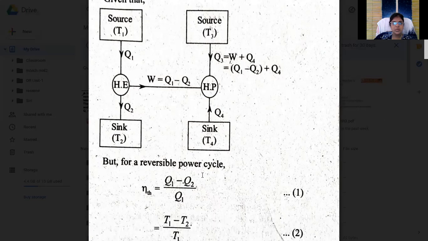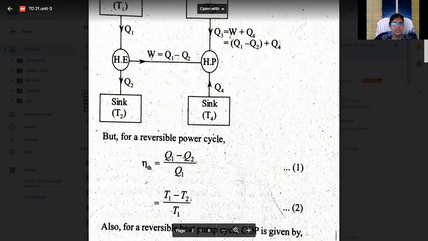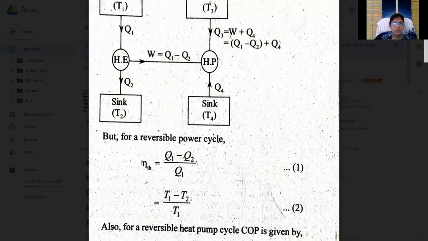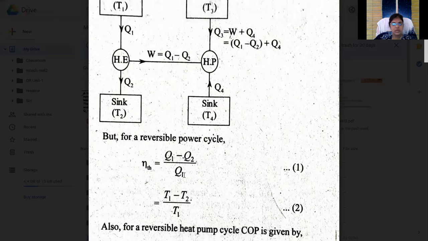So for a reversible power cycle, efficiency is equal to output by input. Here in our heat engine, what is our output? W. What is our input? Heat supply. So in the heat engine, Q1 is the heat supply and W is the output. So the efficiency is nothing but output by input. Output is W, input is Q1. So what is W? Q1 minus Q2 by Q1, the heat supply.